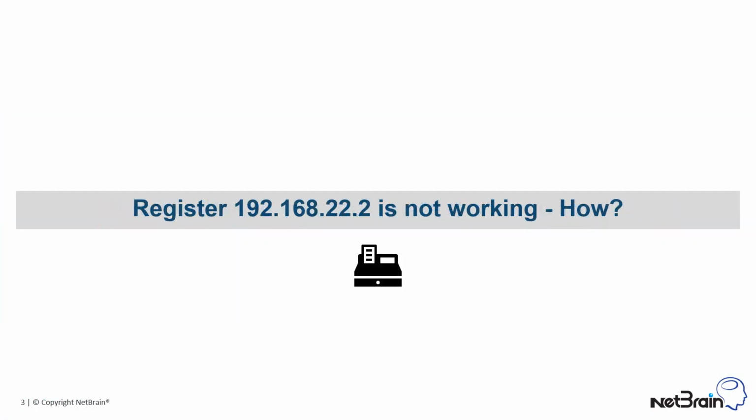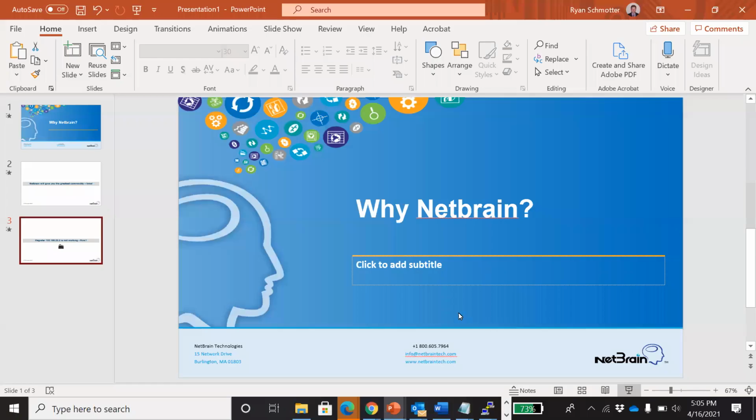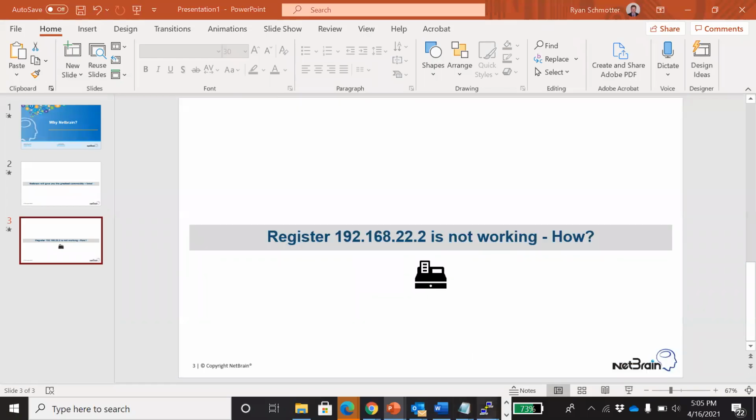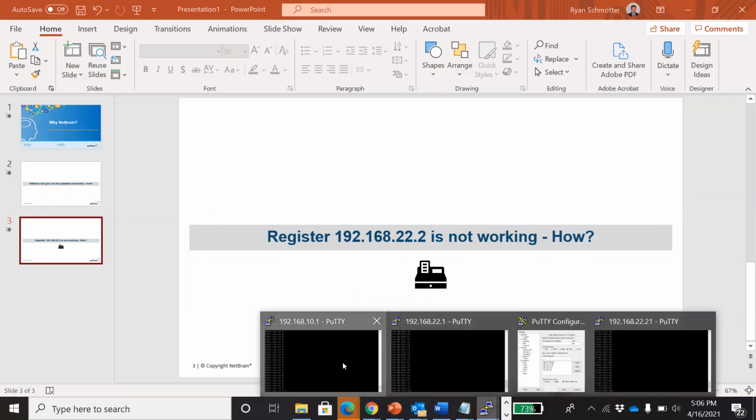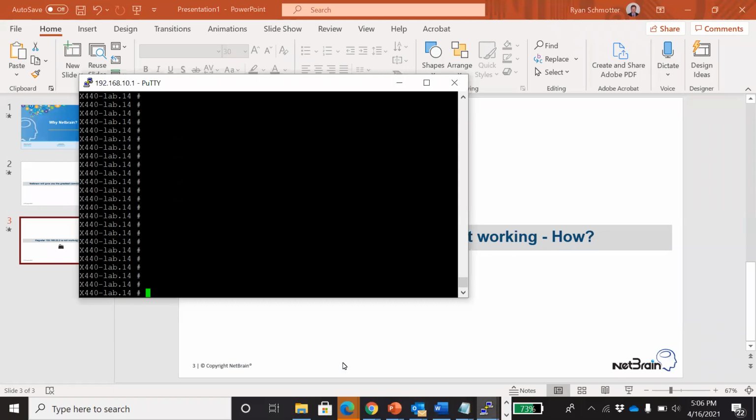So in this case, you are working the help desk or NetOps for a retailer, and a user calls up and says their register is not working. And when it's booting up, they see that the IP address is 192.168.22.2. That is the only piece of information you have to go on. So how are you going to troubleshoot this issue in a traditional network, the things we've been doing for decades?